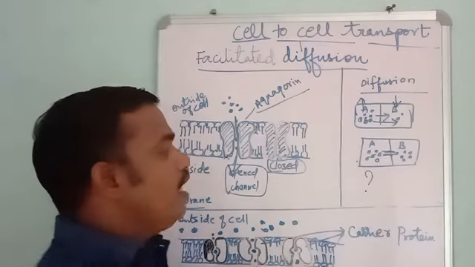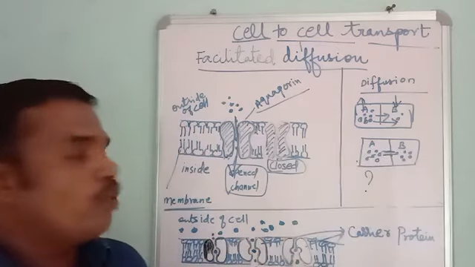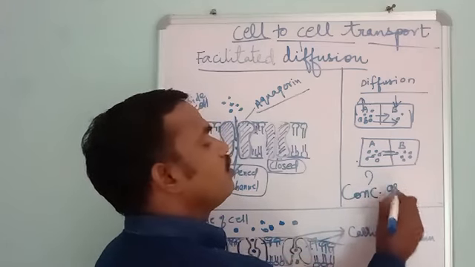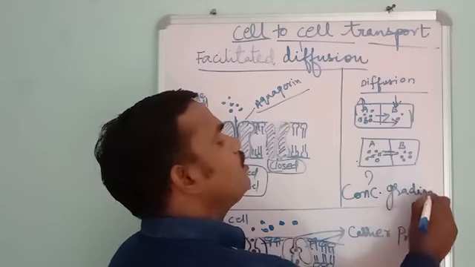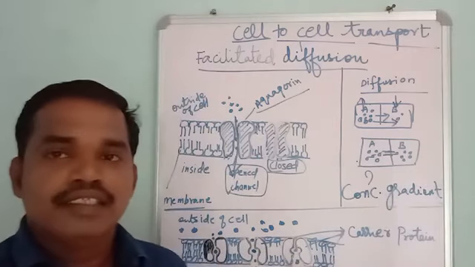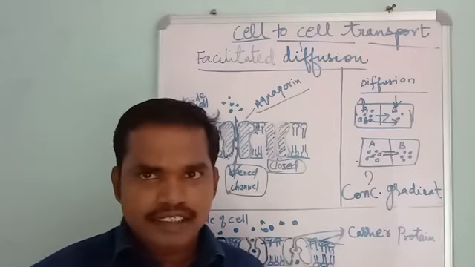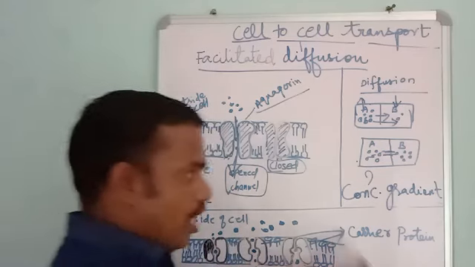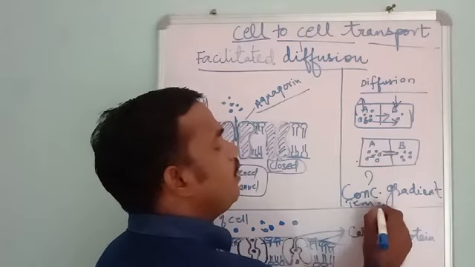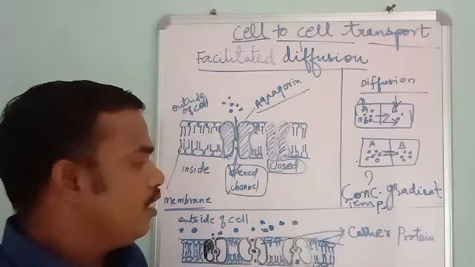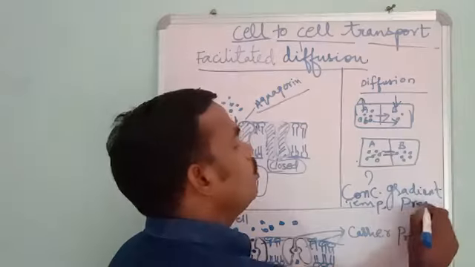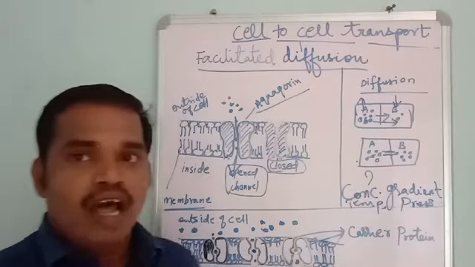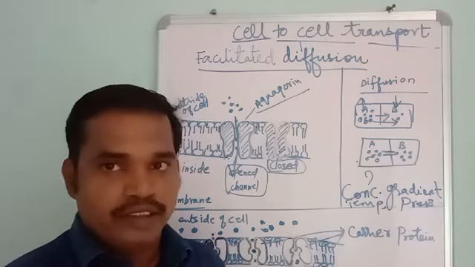What is needed for this diffusion process? Concentration gradient, which is always maintained in the cell. Is the concentration gradient the only factor, or are there other factors involved? Yes, of course. Temperature and pressure also matter. So the concentration gradient, temperature and pressure affect the diffusion process.